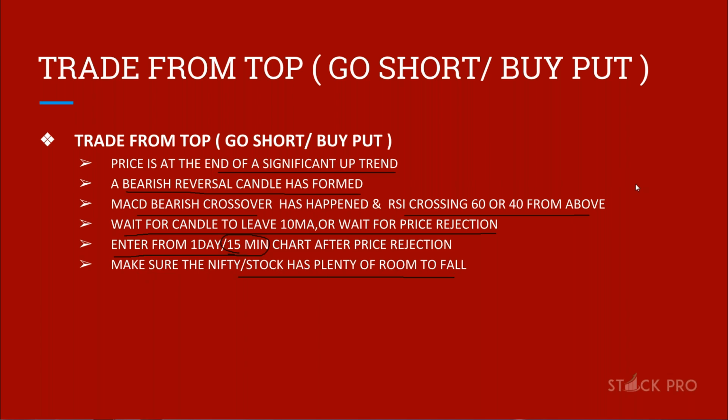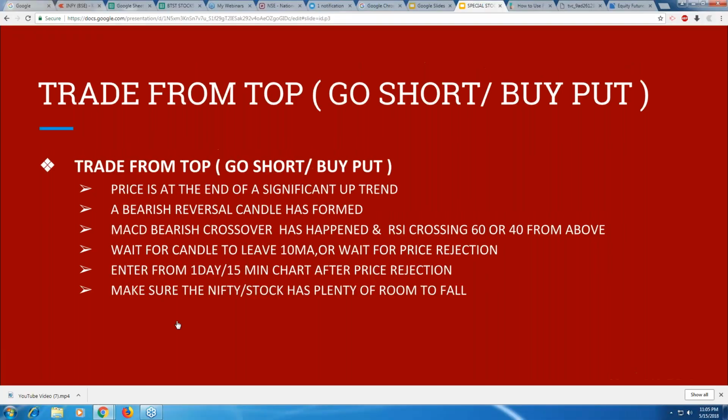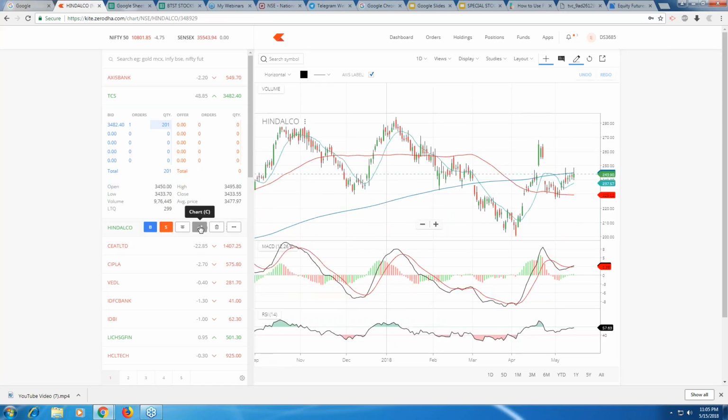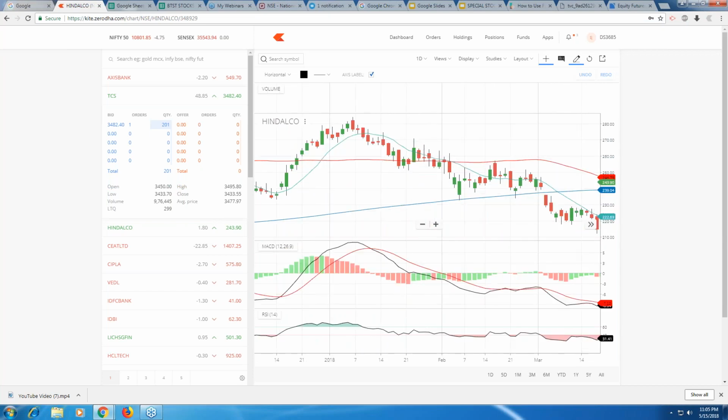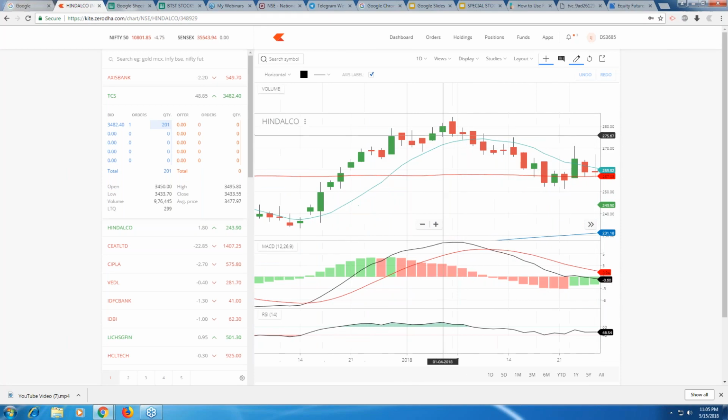So let's go and look into some of the stocks and see how it could be materialized. I remember some of the stocks that I'm going to discuss, I've discussed with you previously also. Hindalco. The time frame is going to be 1 day. And see here, you can see the bearish engulfing pattern has formed. This is a bearish engulfing, MACD crossover, RSI crossover.